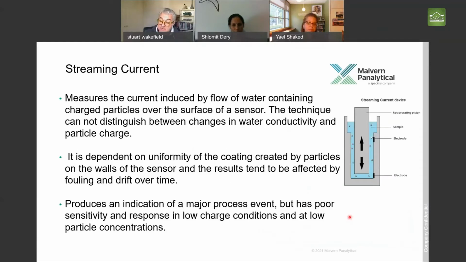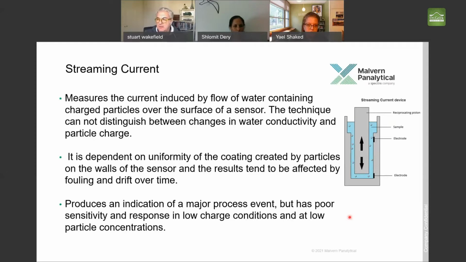Streaming current is also used in some places, and what we do here is typically we're measuring the current induced by flow of water that contains these charged particles as they move across a sensor. It can't really determine, as a technology, between changes in the conductivity of the water and the particle charge. It also depends upon the uniformity of the coating on the walls of the sensor as well, and tends to be affected by fouling. So if the sensors get contaminated over time, you get reduced sensitivity.